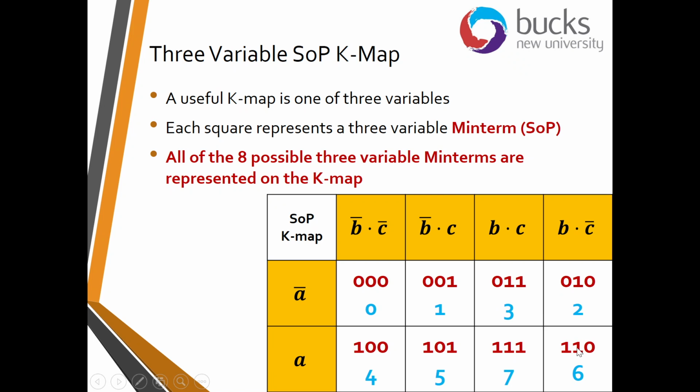And we're just numbering the squares. I've numbered them: the blue are decimal numbers, the blue are hexadecimal numbers, and the red are binary numbers. So you do the binary first. Not A, not B, not C in a sum of products must be 0, 0, 0.